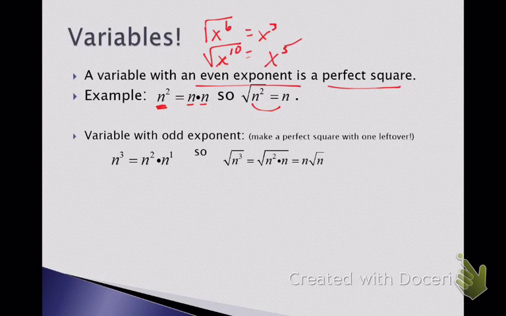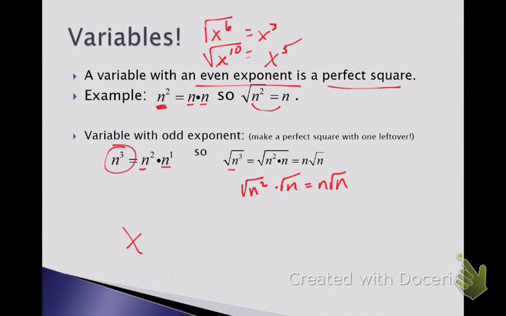Now, odd exponents are not a perfect square, but you can factor it into a perfect square, and then the same variable with an exponent of 1. In other words, n to the 3rd, we can split apart into n squared times n to the 1st. So if we want to square root n to the 3rd, then we can split this up into the square root of n squared times the square root of n, where the square root of n squared is n, and we leave the other n inside the square root.